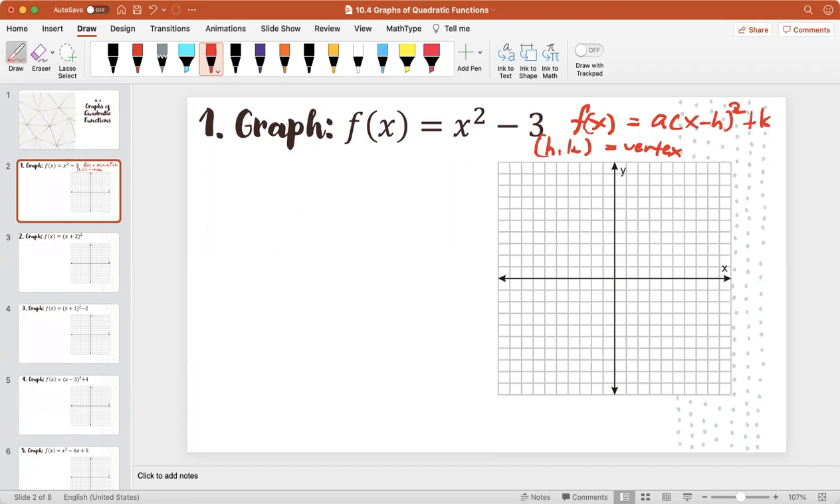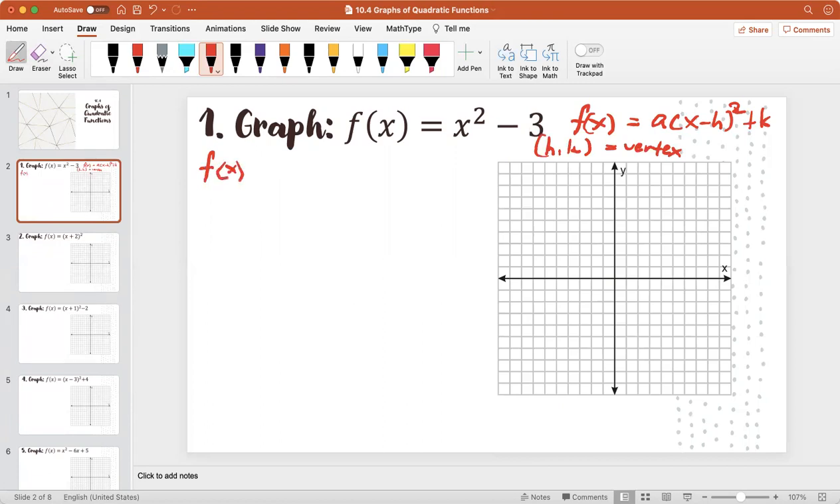We have here x squared minus 3. So that's f of x equals x squared minus 3. Now graphing this function, we can say that it's in the vertex form, right? So what's your vertex for x squared minus 3?